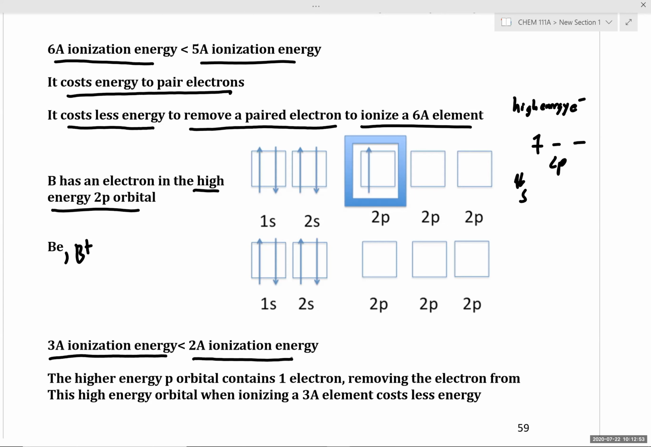Does this make sense to everyone? Any questions on this example?